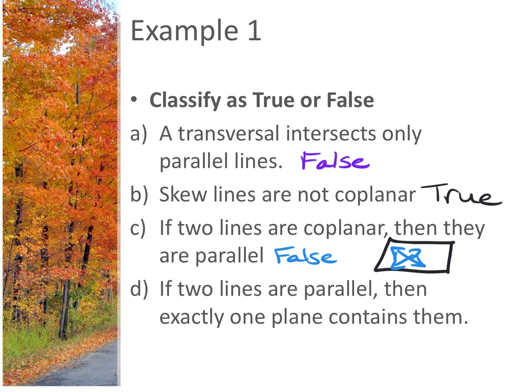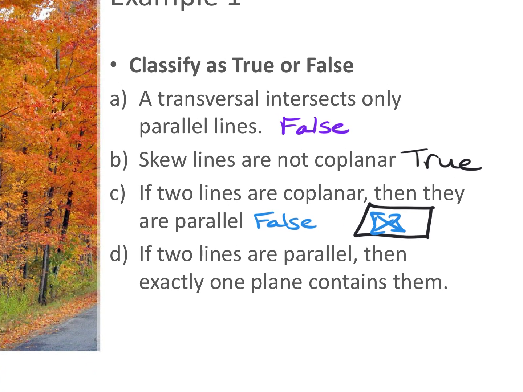And then the last one, if two lines are parallel, then exactly one plane contains them. And that is true. It's the definition. It says two coplanar lines. So if I have a plane, then the two parallel lines will be in that one plane. But what if they go into another plane? So think about the tissue box. If I look at the side and the front, then they're not going to be in the same plane.